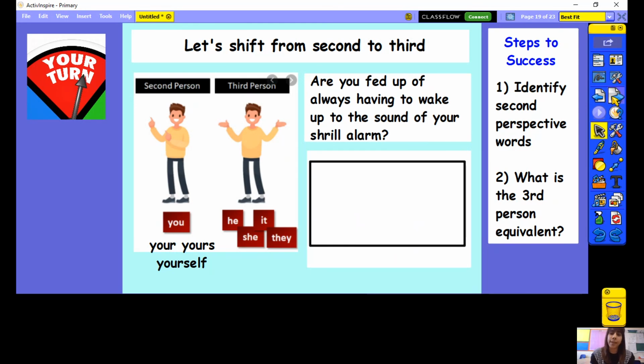Are you fed up of always having to wake up to the sound of your shrill alarm? Again, follow the steps. One, identify the second person perspective words and underline them, or just make a note of them, say them out loud. And then secondly, change them for the third person equivalent. So press pause now.